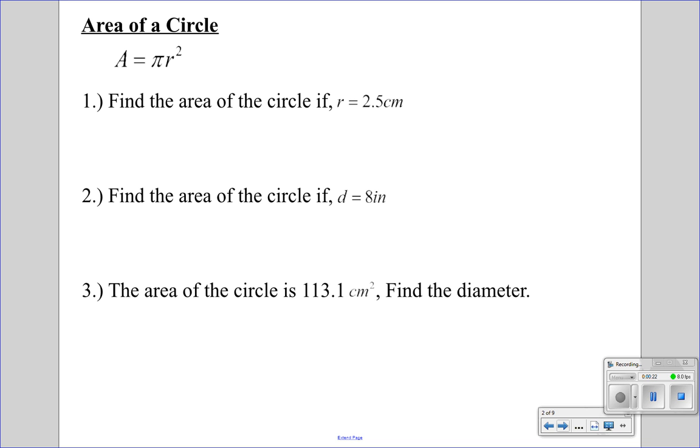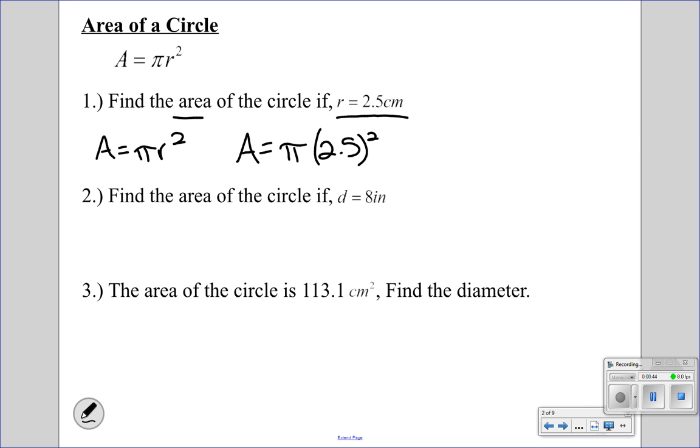So we're going to start with our area of a circle. The formula for area of a circle is pi r squared. So if it asks us to find the area, and it gives us r, our radius, we're going to plug things in. First we're going to write our formula, area equals pi r squared, and plug in the information we know. Area equals pi times 2.5 squared. If we do this in our calculator, we get that our area equals 19.6, and we're going to label this centimeters squared because our units on area is always a square unit. So if it's in inches or centimeters or feet, it's centimeters squared, inches squared, feet squared, etc.